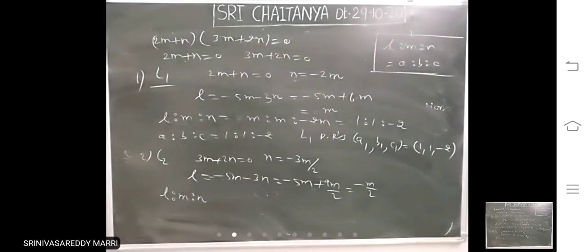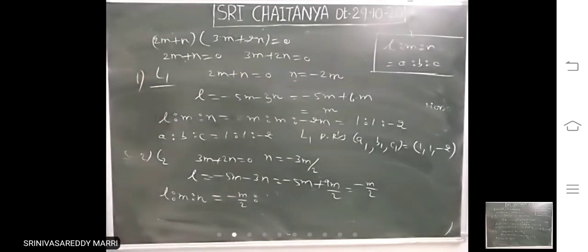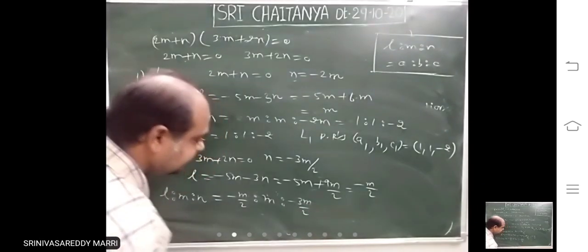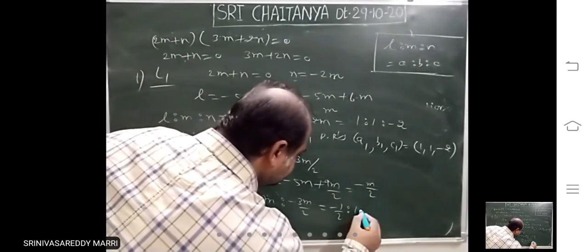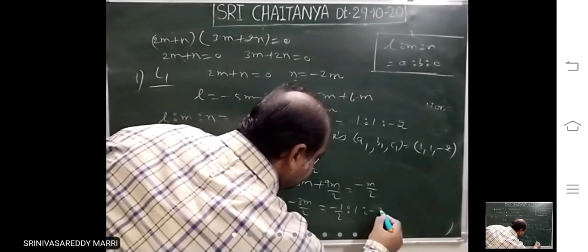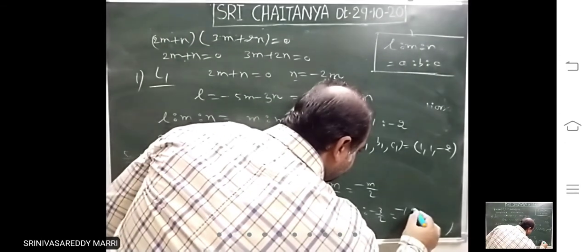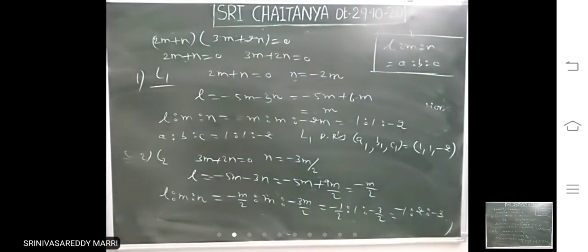Now calculate L is to M is to N. L is nothing but minus m by 2, is to keep it m only, is to minus 3m by 2. Strike off m in the ratio: minus 1 by 2 is to 1 is to minus 3 by 2. Take the LCM 2 in the ratio. So minus 1 is to 2 is to minus 3. Right? Minus 1 is to 2 is to minus 3.